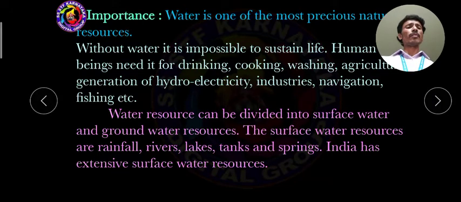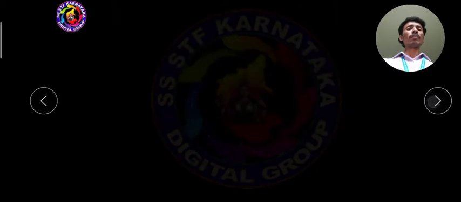Then water resources can be divided into surface water and groundwater resources. The one is surface water, then another one is groundwater. Here, the surface water resources are rainfall, rivers, lakes, tanks and springs. Then what about groundwater? Rainfall, recharge from canals, irrigating fields, these all we should consider for groundwater. We should gather the information one by one.